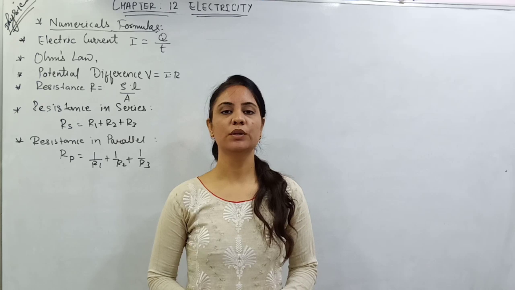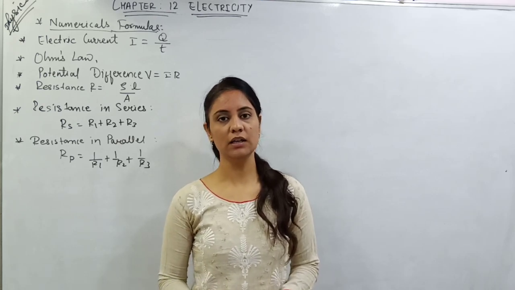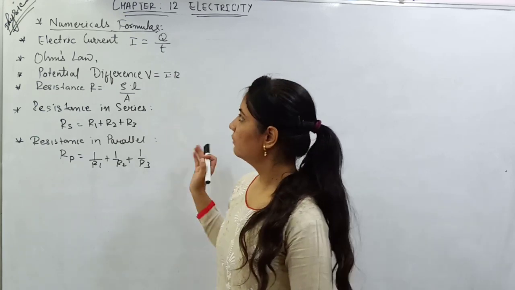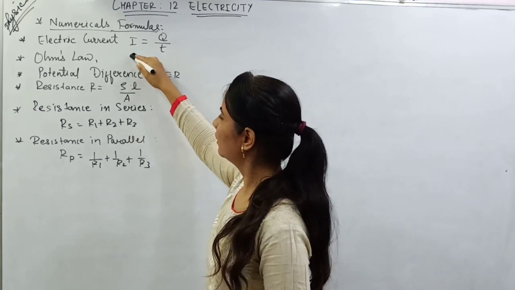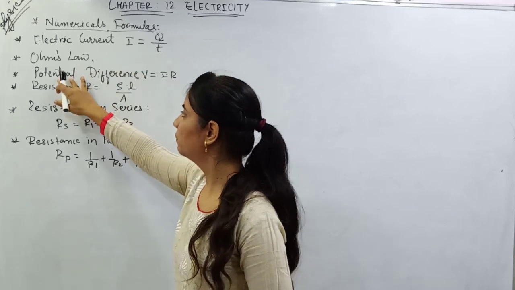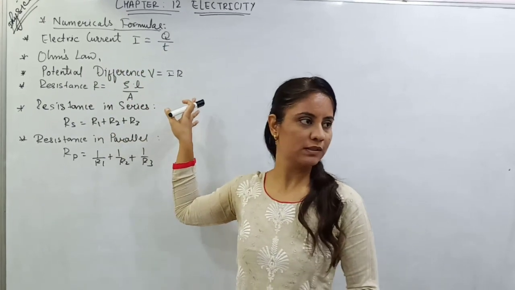Here today I am just going to explain numericals of textbook exercises from chapter 12, Electricity. Here I have shown you some numerical formulas. For electric current, charge divided by time. Ohm's law, that is for potential difference, V is equal to I into R, that is your second equation.